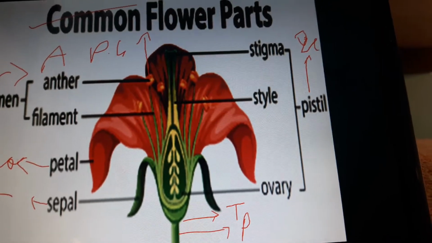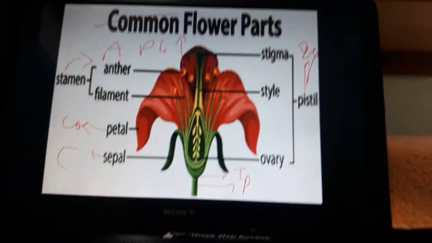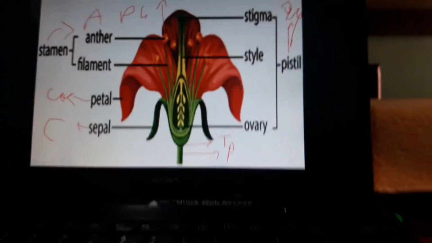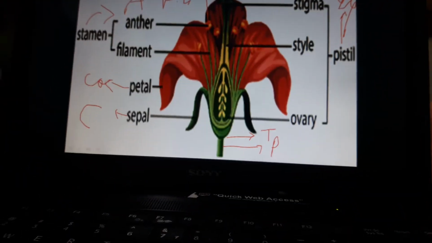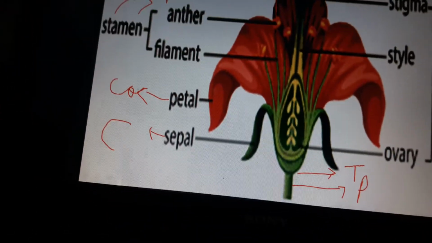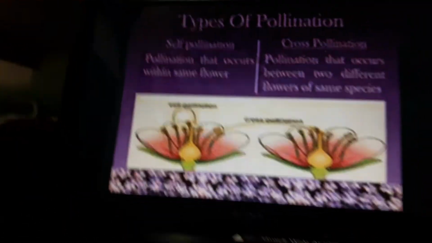You've seen the three parts. That's all. Now I'll take you to the next slide. Common flower parts we have done. But before that, let me get you to some points. These are the points which I had to tell, and then I'll take you to the next slide.